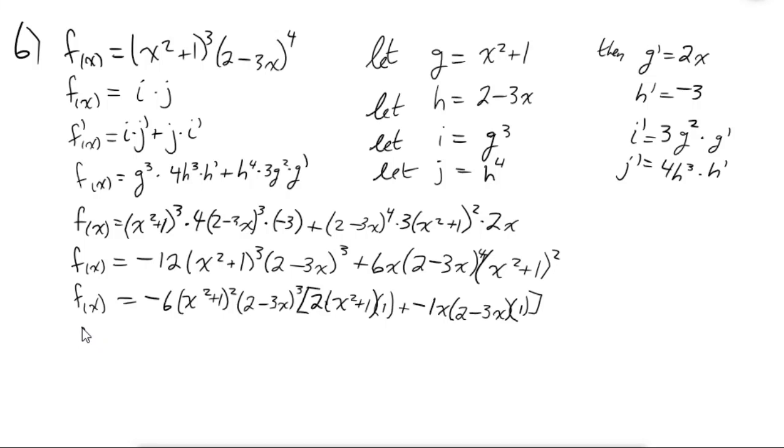And after I sort that all out, I have my final function: negative 6 times (x squared plus 1) all squared, multiplied by (2 minus 3x) cubed, multiplied by, so we have 2x squared plus 2 minus 2x plus 3x, which comes together to give us positive 5x minus 2x, and left over with a 2.